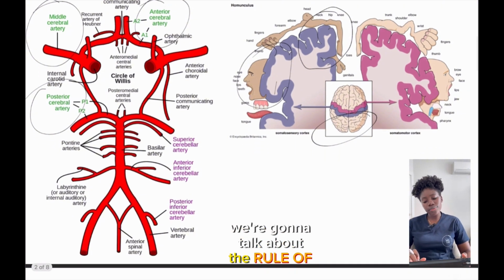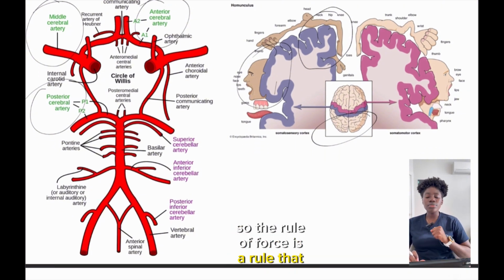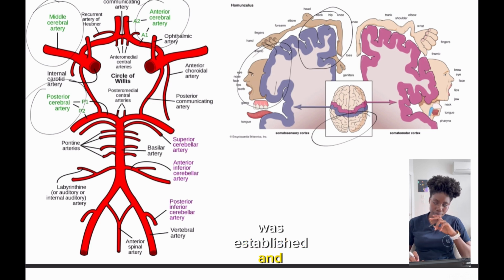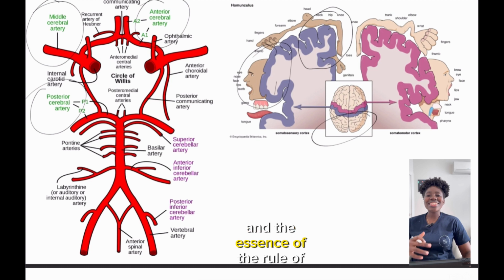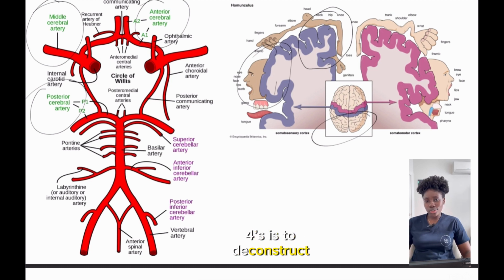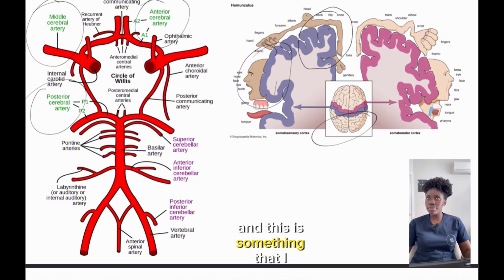So we're going to talk about the rule of fours. The rule of fours is a rule that was established and developed by a man called Peter Gates, good guy. And the essence of the rule of fours is to deconstruct or demystify brainstem strokes. Now, usually when we see questions on brainstem strokes, and this is something that I think people use in practice as well, there are different symptoms that we find, right?